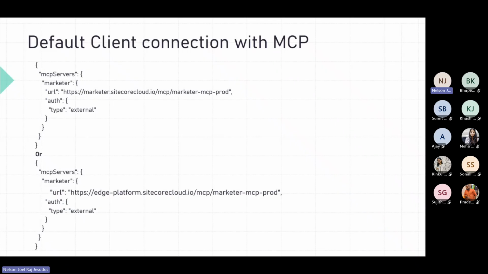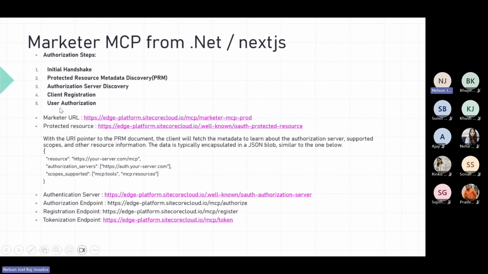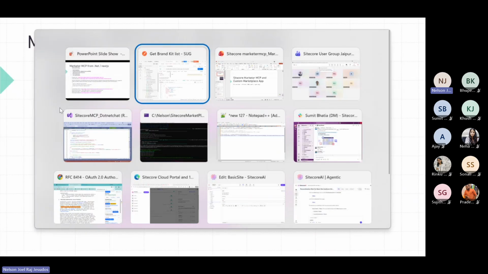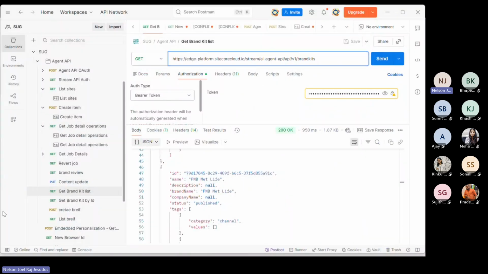I can use either marketer.sitecorecloud.io or the below endpoint. Both will work with the same concept. One important thing you need to know is the auth type. What do I mean by auth type here? If you want to connect with your VS Code, what will happen is it will ask for your authentication by opening the browser. Let me open VS Code and show you that.